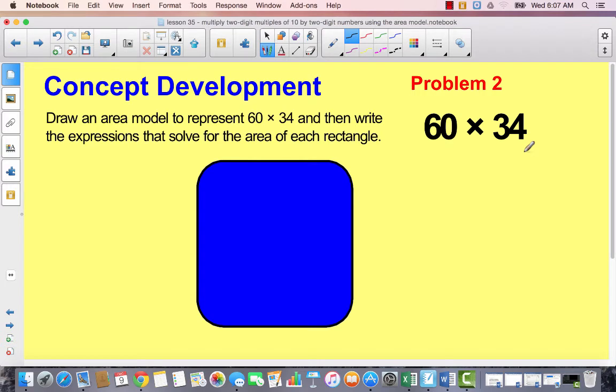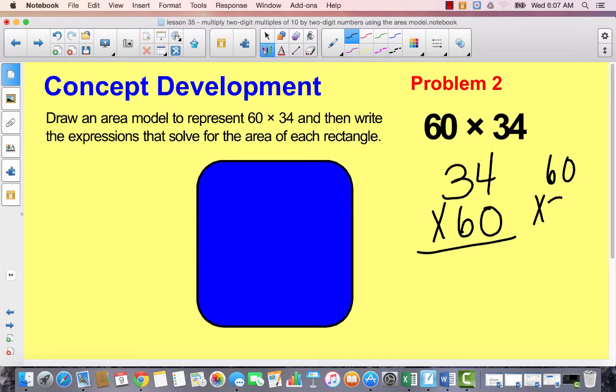Okay, the first thing I want you to do is write this math problem, 60 times 34. And you can see that I have it written horizontally. I actually want you to write it vertically like this, 34 times 60. It's really important that whenever you're multiplying times a multiple of 10, your multiple of 10 is on the bottom. It just makes things a little bit easier. You could write it like this, but to me, it makes it a little bit tougher. So I would not write it with the multiple of 10 on top. I would leave it on the bottom.